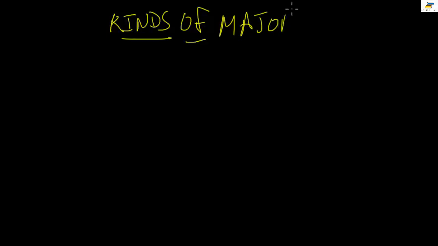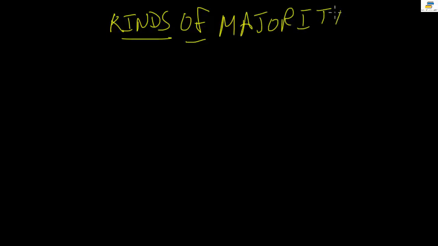The topic that we will be covering today is the kinds of majority that we have in our constitution. You might have heard all these words over here, for example special majority, effective majority, or simple majority. So what do you mean by all these words, and how do you differentiate between them? We will be talking about them. So the topic is the kinds of majority in our constitution.